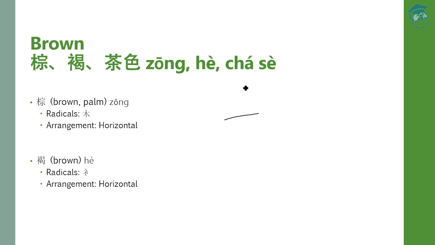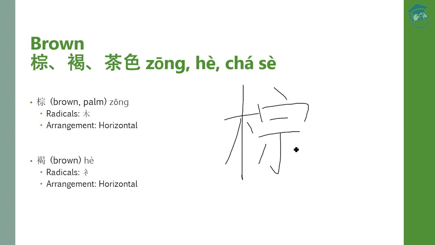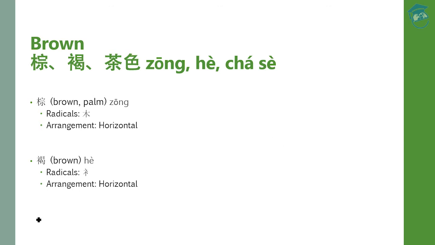1 2 3 4 5 6 7 8 9 10 11 12. 12 strokes for this word, 棕. The next word is 褐. Okay, 褐 is a brown color.